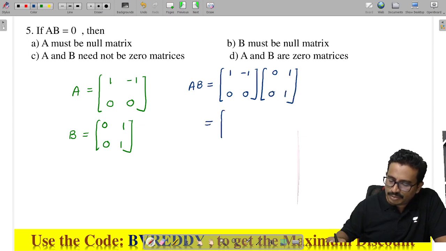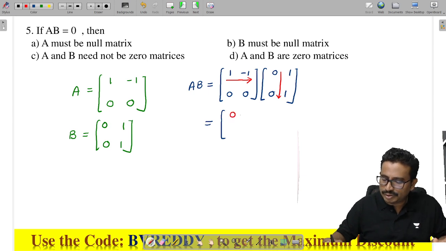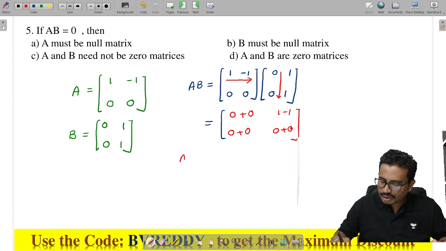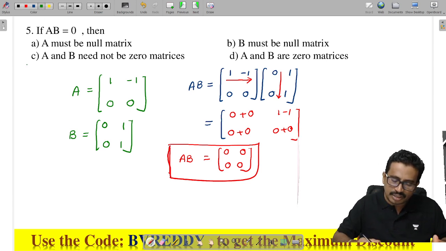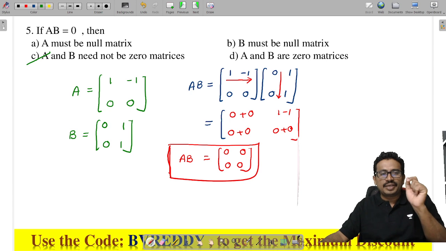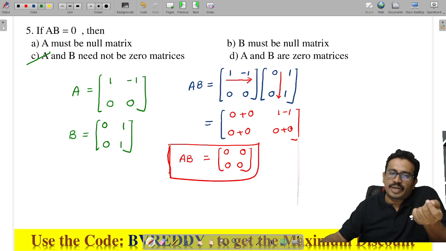So here multiply these two, these rows with these columns. Tell me now: 0 0 1, minus 1 0 plus 0, and 0 plus 0. So the product of the two matrices A B is a null matrix. That means even though A and B are not null matrices, the product may be a null matrix.